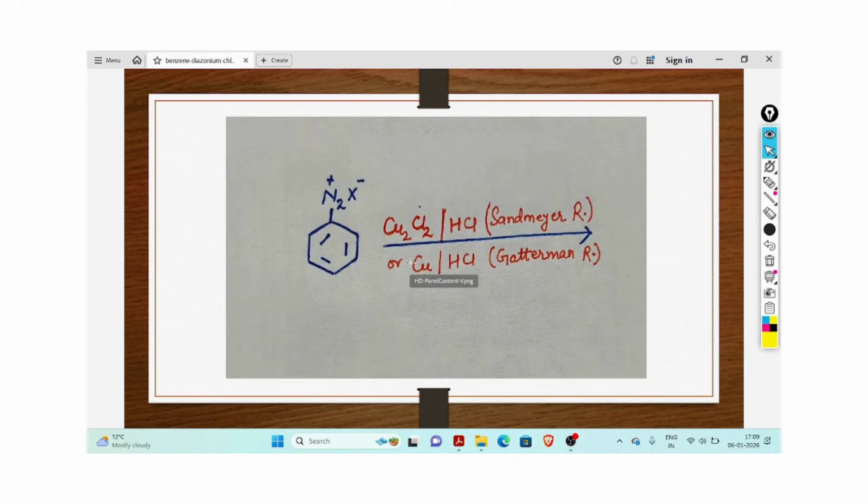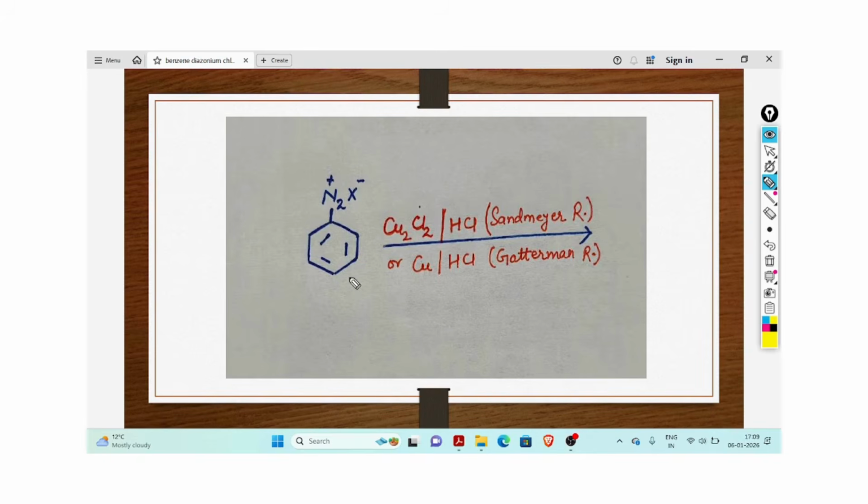So let's start with the first reaction of benzene diazonium salt. Here I'm showing you X negative because it's not always Cl negative. It can be Br negative, it can be HSO4 negative or BF4 negative. So let's suppose it is Cl negative. So the first reaction is with Cu2Cl2 in presence of HCl. Here Cu2Cl2 acts as a catalyst where your HCl is your reactant.